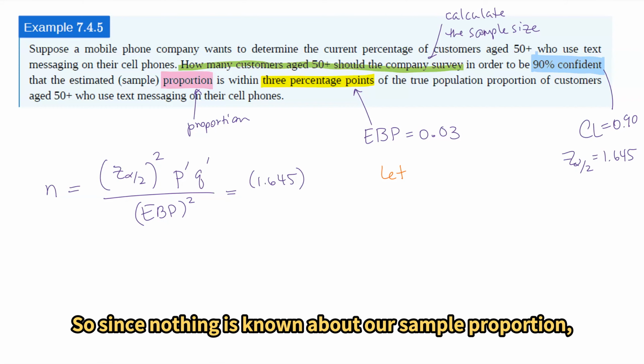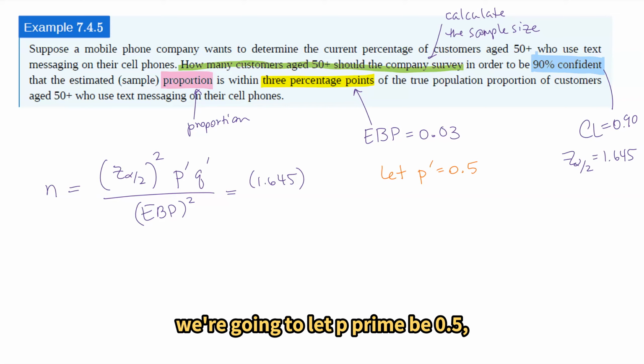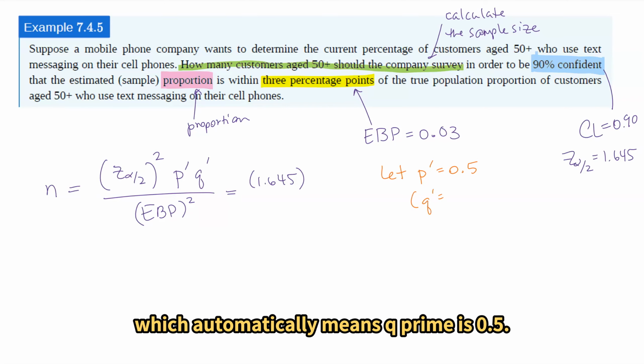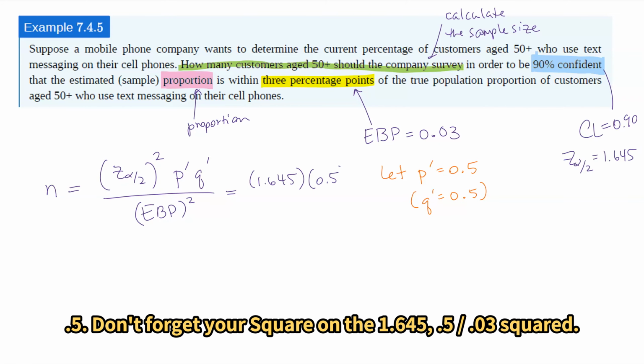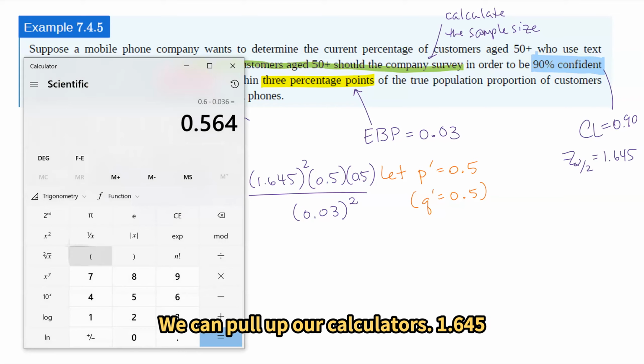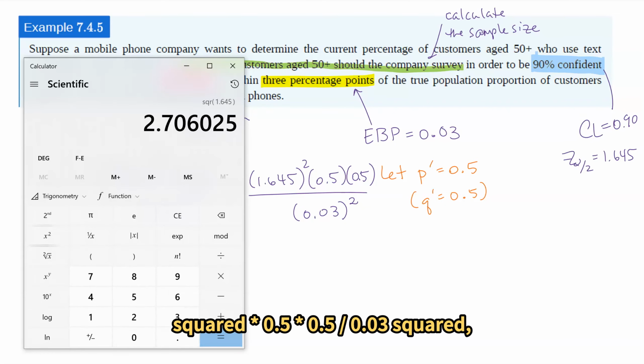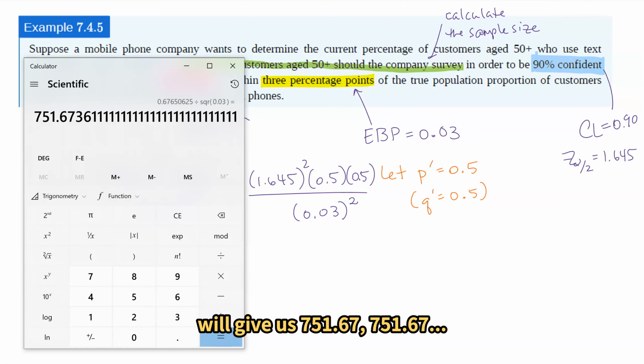So since nothing is known about our sample proportion, we're going to let p prime be 0.5, which automatically means q prime is 0.5. Now plugging in the rest of it, 0.5, don't forget your square on the 1.645, 0.5 over 0.03 squared. We can pull up our calculators. 1.645 squared times 0.5 times 0.5 divided by 0.03 squared will give us 751.67.